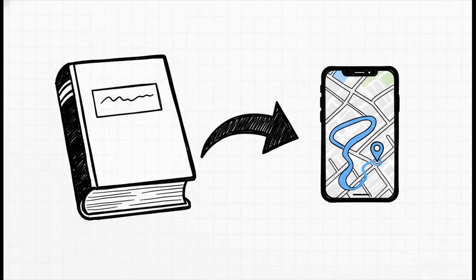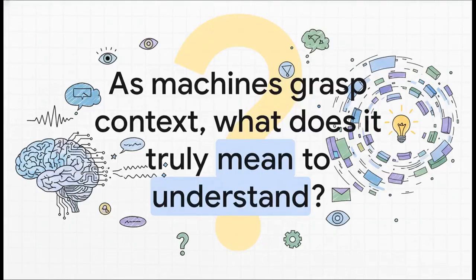So when you boil it all down, this whole journey's been about one thing: teaching machines to stop just processing individual words and start actually understanding conversations. We've gone from a rigid, fixed dictionary to a fluid, context-aware GPS for language. And that leaves us with one last kind of provocative thought to chew on. As this technology keeps getting better, as its grasp of context becomes more and more human-like, it really forces us to ask a much bigger, much deeper question. What does it truly mean to understand?